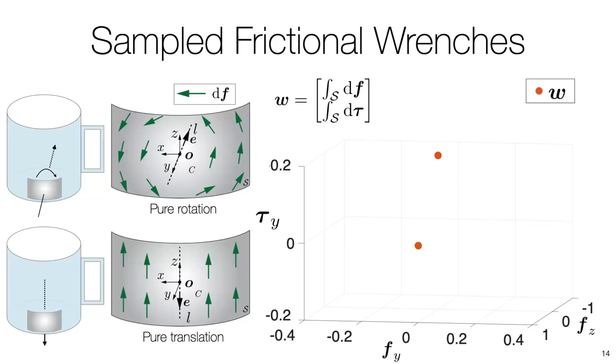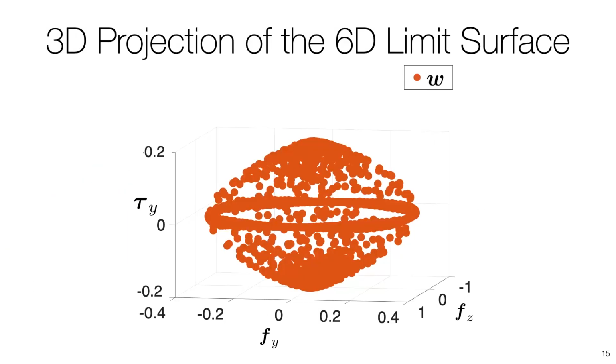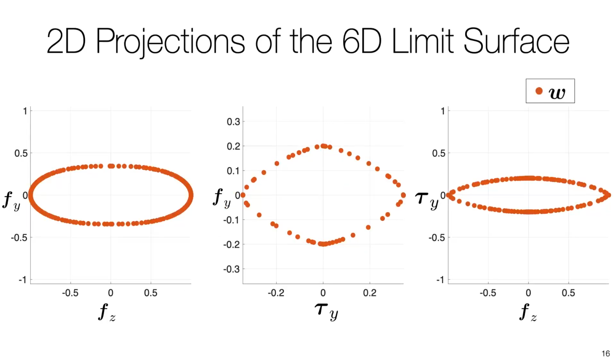For the two object motions, we obtain two corresponding frictional ranges illustrated as orange dots on the right, which is a 3D projection of the 6D frictional range space. A 6D limit surface can then be obtained by sampling each of the possible motions and computing the corresponding frictional range. Here is a 3D projection of the 6D limit surface by densely sampling the motion space. We also plot 2D projections to get an idea what the limit surface looks like.